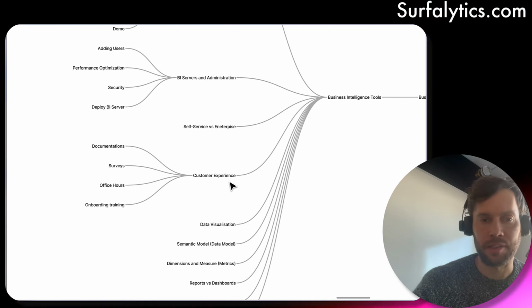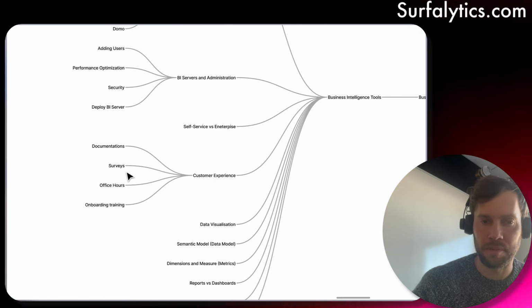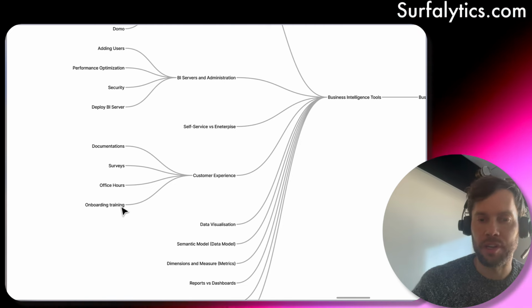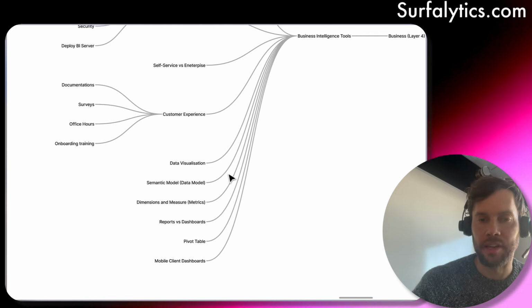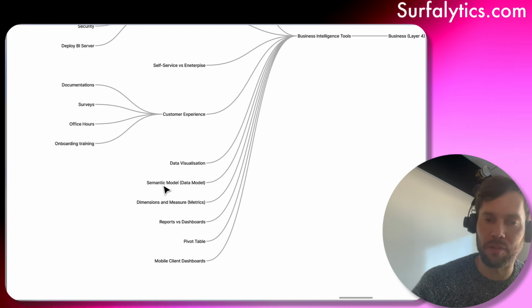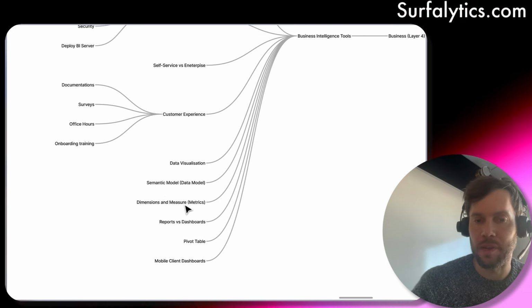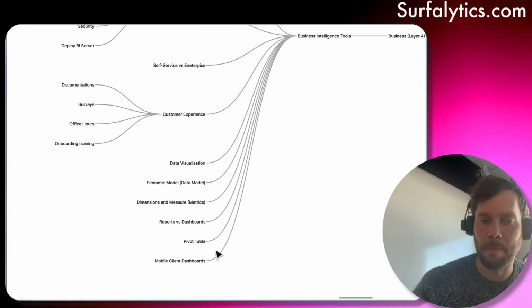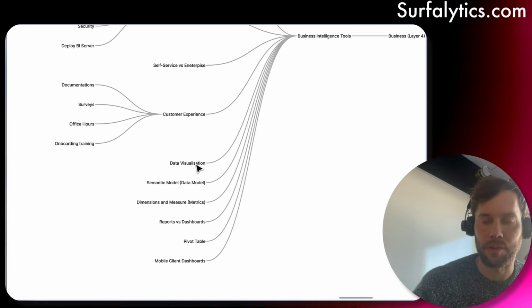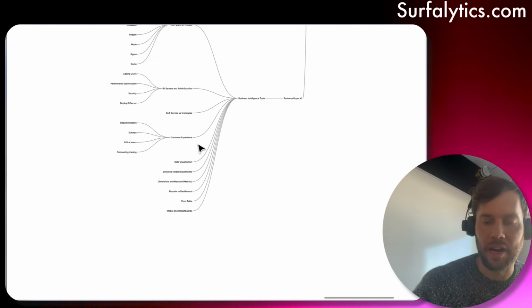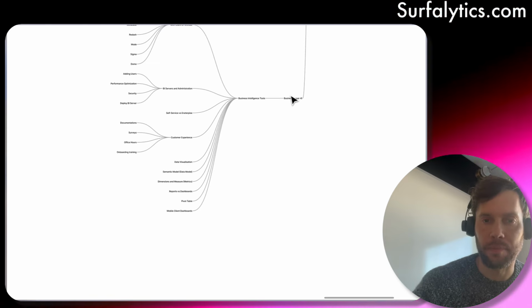The customer experience is important. You have documentation, you can run surveys, you can have office hours, onboarding trainings. The data visualizations are the big topic, the semantic model or your data model for your BI, dimensions and measures, reports and dashboards, pivot tables, and sometimes mobile cloud dashboards. All of these we'll learn and cover, but those are the topics that are important to know about Layer 4.